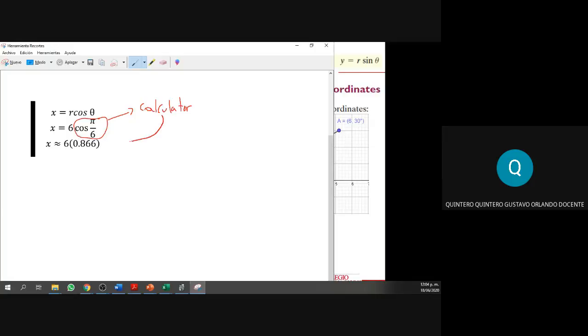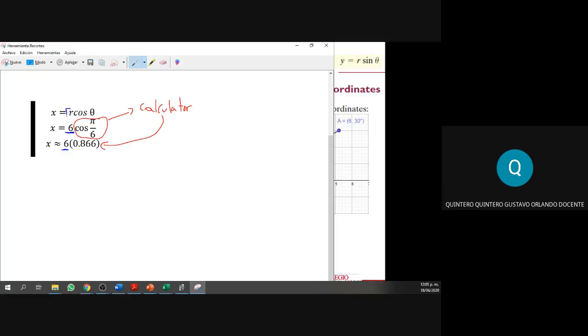And the result gives me 0.866. Right? That is what I did. Now, what about the 6? Where did the 6 come from? Remember, this value of 6, I didn't do anything with it. All I did was put cosine of pi over 6 in the calculator. The 6, I didn't do anything with that. I just moved it to the other line. Now I have to multiply, right?